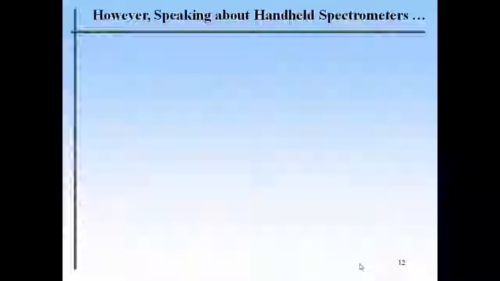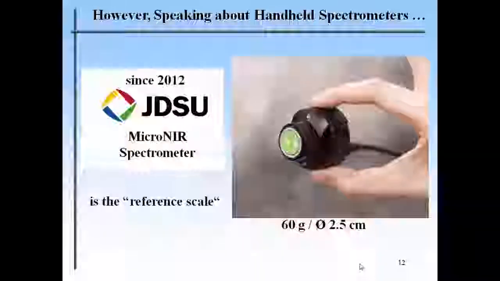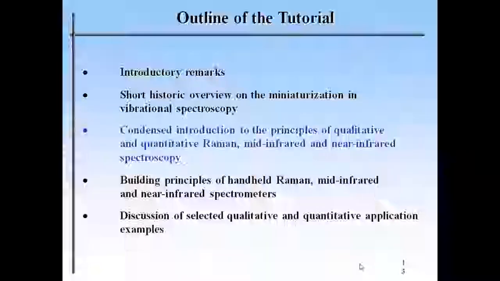However, speaking about handheld spectrometers, this is the reference scale. It weighs 60 grams, 2.5 wave numbers. Here it is connected with a USB cable to a laptop. Nowadays, it's used wireless with an Android system. This dates back to 2012.